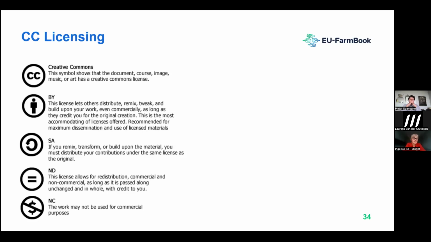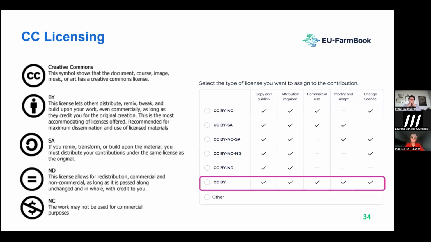And then NC means non-commercial. This work may not be used for commercial purposes. And here you have the overview at the right side. And this is also the overview that you can find in the new upload form very soon on our EU-FarmBook platform, the moment you will add.